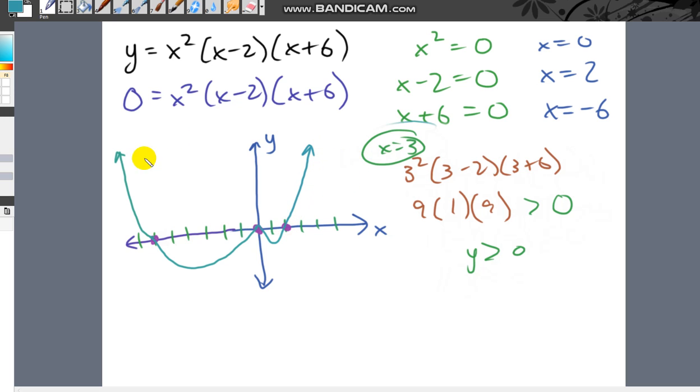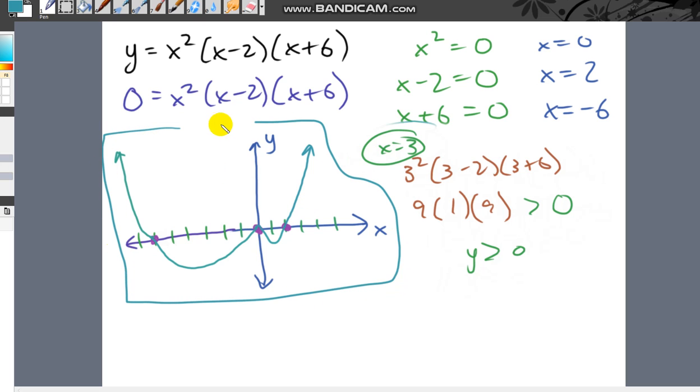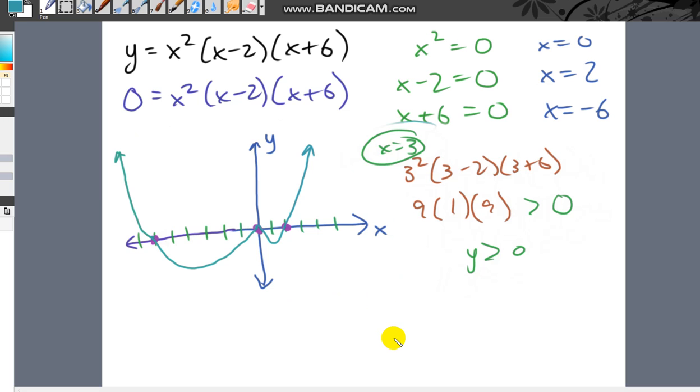So this thing here is generally what your graph is going to look like. All right, I'm going to stop here and I'm going to give you another example.